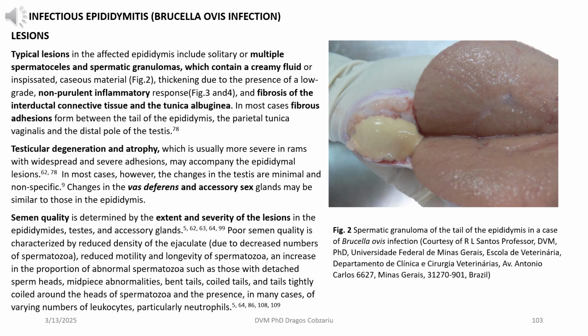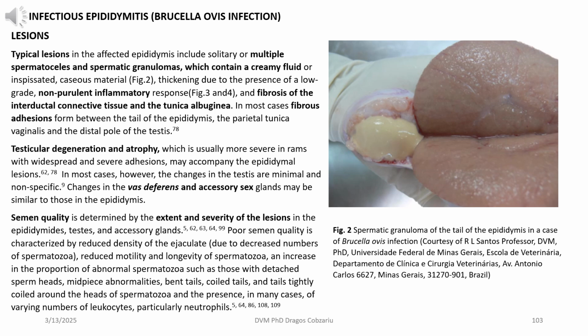In most cases, however, the changes in the testis are minimal and nonspecific. Changes in the vas deferens and accessory sex glands may be similar to those in the epididymis. Semen quality is determined by the extent and severity of the lesions in the epididymis, testes, and accessory glands.